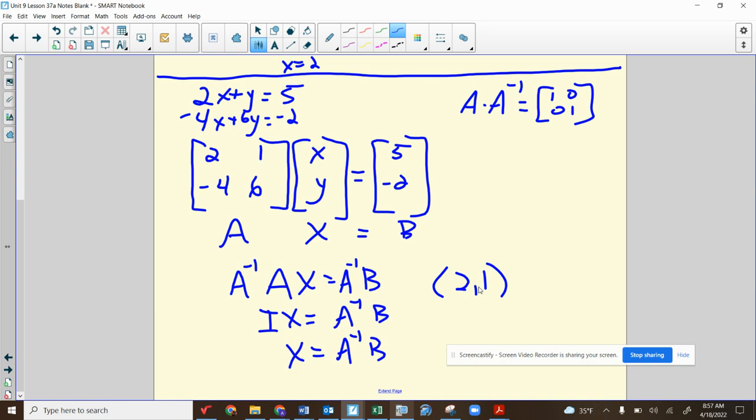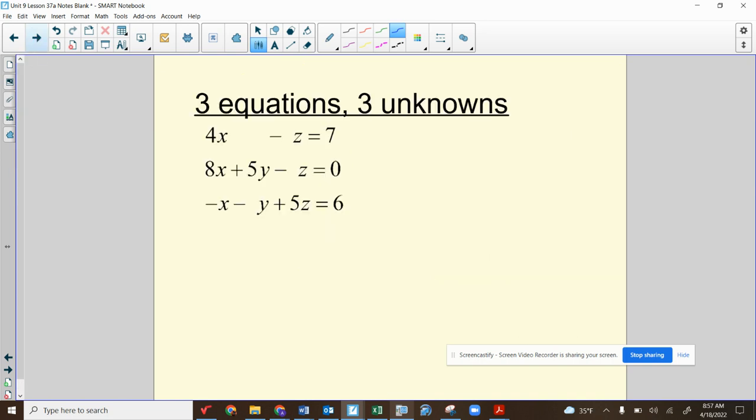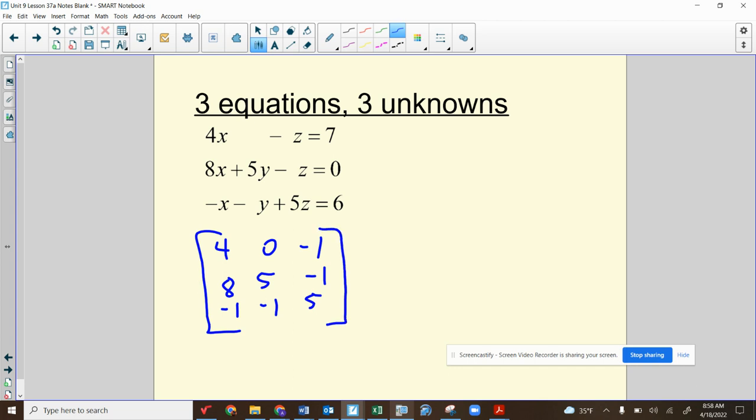Okay, let me show you another example here. I'm going to do this one with 3 equations and 3 unknowns. Let's do this with matrices. When something's missing, we're going to put a 0 in that spot. So in this case, we're going to have 4, 0. Make sure you put the negative with this, -1. 8, 5, -1, -1, -1, 5. If you want to try to do this one by hand, you can look on Canvas or you can ask me and I can go through it with you. Honestly, I would not do this one by hand. I would just do it with matrices.